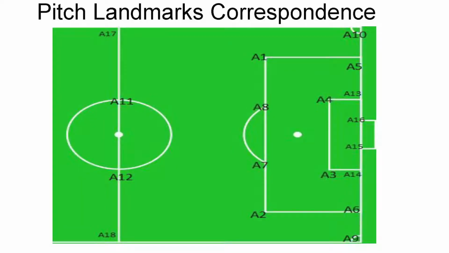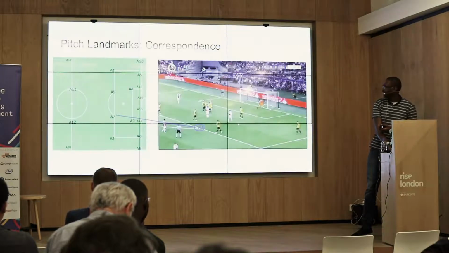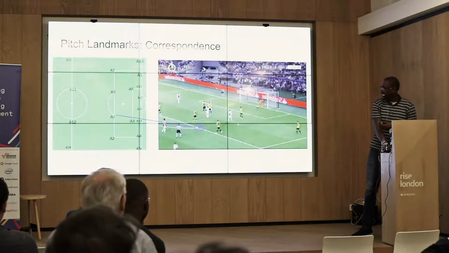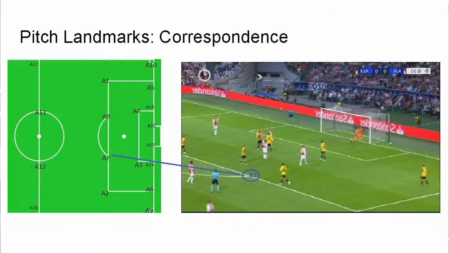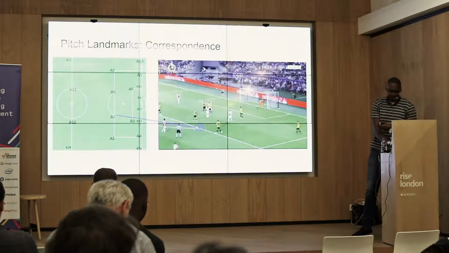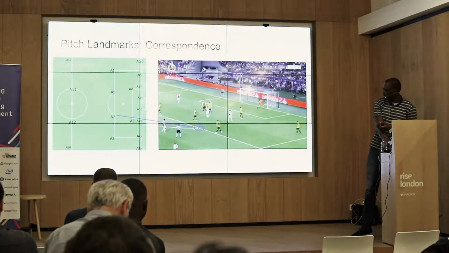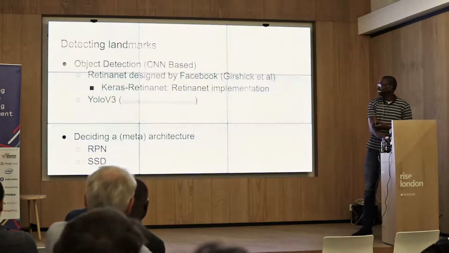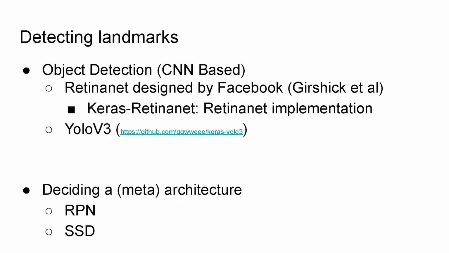And I came up with a naming scheme, or a labeling scheme, where I essentially assign these labels to the pitch. Once I did that, and this is just again explaining how the labels here on the pitch diagram relate to the perspective on an image, essentially the problem now descends into detecting those landmarks in the image. So this is pure object detection, and this is where we go into the deep learning bits.